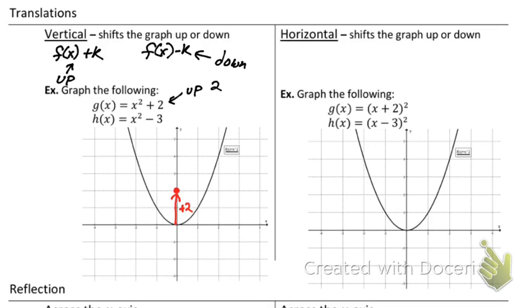Let's go to the next one. We could move this up 2. I guess we'd move this one up 2, which is a little off our graph, but we could see it. And we do the same thing to the other side. So it looks something like that. So that graph right there is x squared plus 2.